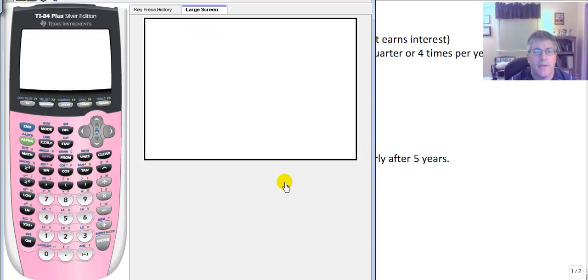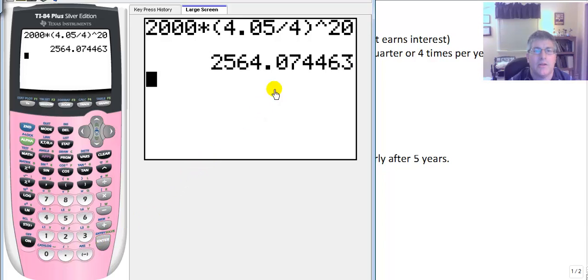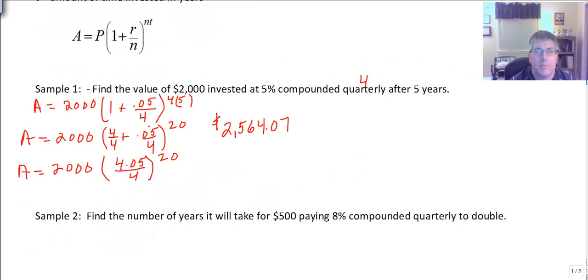And I'm going to go back to my calculator, and I'm going to input my information: 2,000 times the quantity 4.05 divided by 4, all raised to the 4 times 5, or the 20th power, and we get $2,564.07. So $2,564.07.